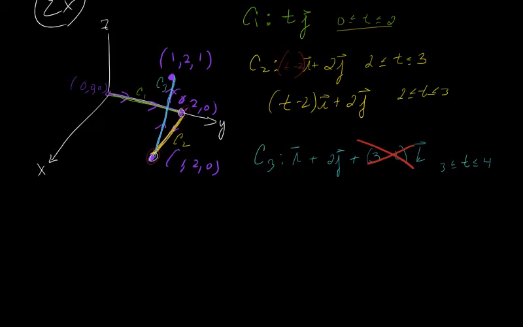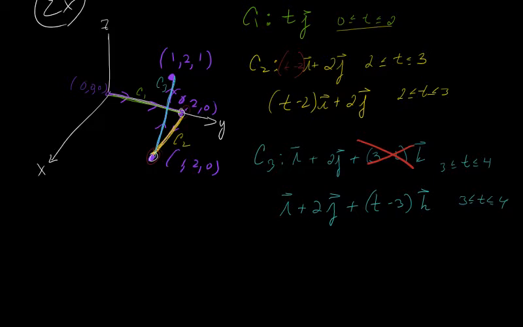Okay. So instead, let's try i plus 2j plus (t minus 3)k for 3 less than or equal to t less than or equal to 4. Okay, so now if I plug in 3, I get 0k, so that's good. And then when I plug in 4, I get 1k, which is exactly what we want. So this is going to be our third component.